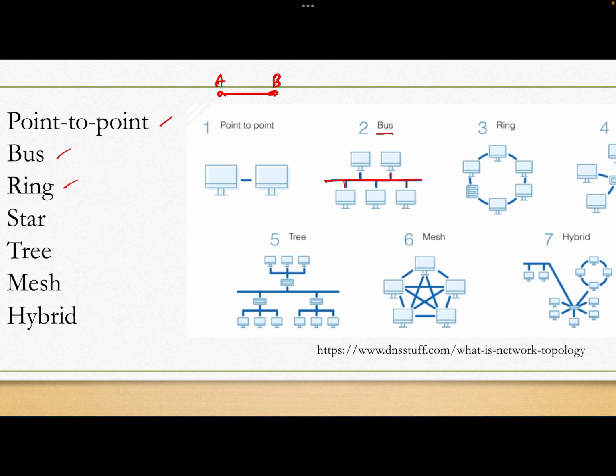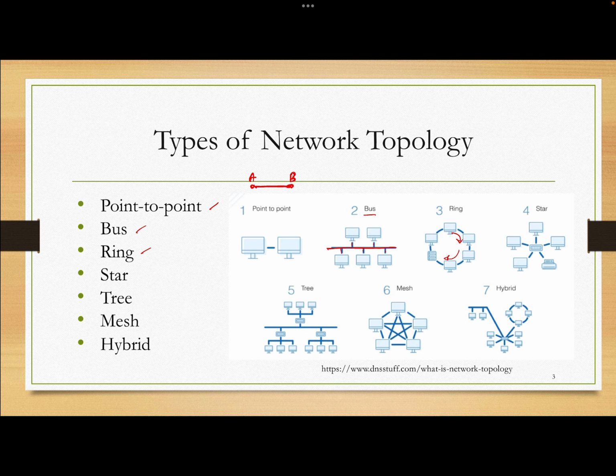The ring is just where we put the devices in a circle, so we send a packet along the ring, and it is connected like this. You will look at it in a little more detail in a bit. Then we have star. Star will be in the next video clip.